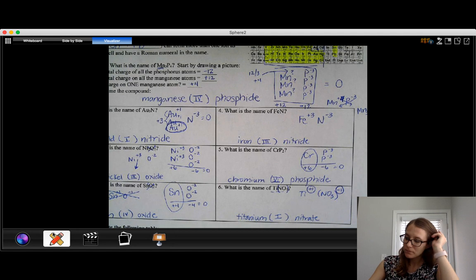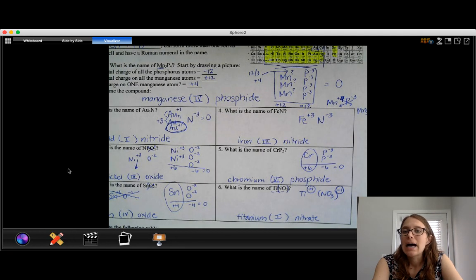All right, this can be a little bit tricky at the beginning, so you just got to practice these. But again, that Roman numeral is going to tell us the charge of the transition metal, and we use that to write the formulas. And when we write names, we have to include the transition metal charge in the name as a Roman numeral.